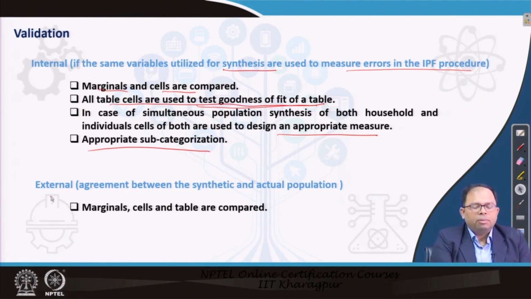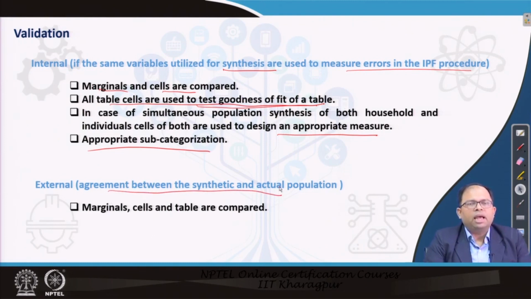And when we are talking about external validation, that means agreement between the synthetic population and the actual population from survey. But that means we have to have the data for the actual population. So here again marginal cells and tables are compared. But if we don't have actual population data to validate it, then we have to limit ourselves to internal validation only.